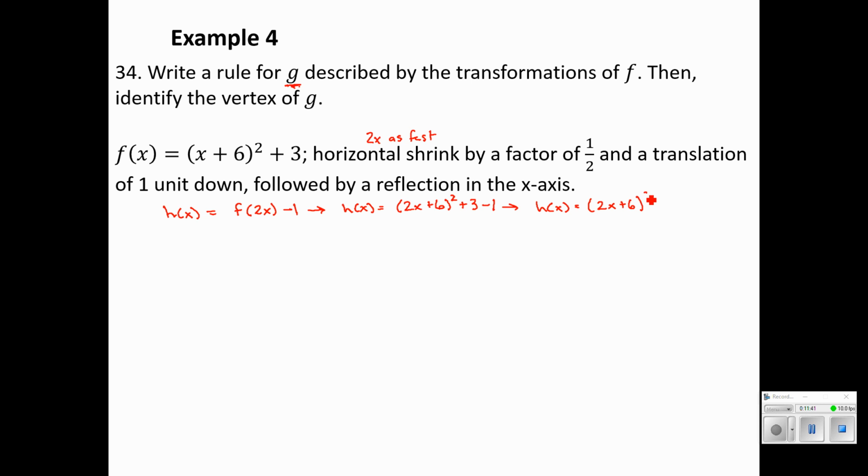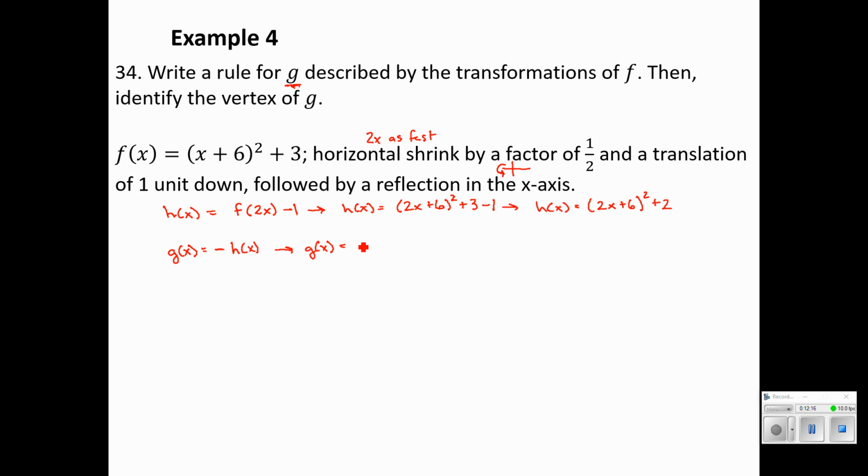Okay, then we need to account for the reflection in the x-axis. So we're reflecting across the x-axis. If here's our coordinate plane, we're reflecting across that axis. That's a vertical flip. So now my function g is just going to equal the negated function h. H took care of the first part, and then that's where we bring it all together with function g. So g of x is going to equal my h of x, but negated.